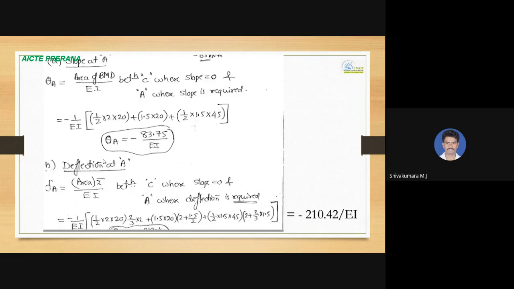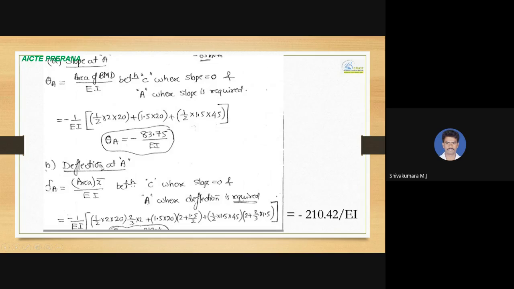So you can have a look at the calculation. Theta A is equal to the area of BMD between C and A. Area of the first triangular portion, half into base into height, half into 2 into 20, plus rectangular portion 1.5 into 20, and another triangular portion half into 1.5 into 45. So it is hogging bending moment, negative. Theta A equals minus 83.75 by EI.